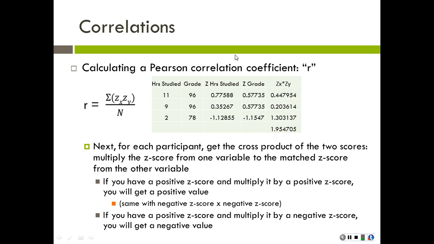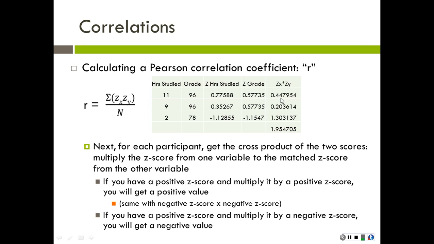If you have a positive z-score here and you multiply it by a positive z-score here, you're going to get a positive number, right? If you have a negative z-score here and a negative z-score here, you're going to get a positive number. And that's why positive just means they go together. It means negative with negative or positive with positive, right?